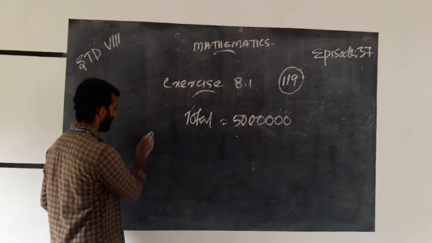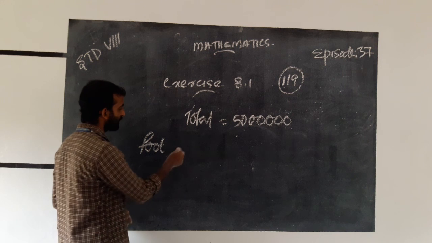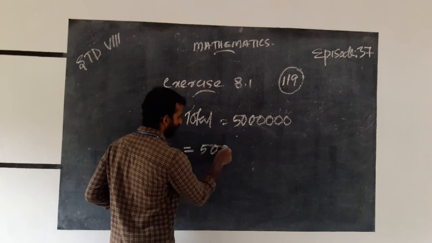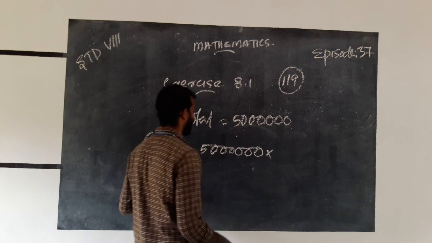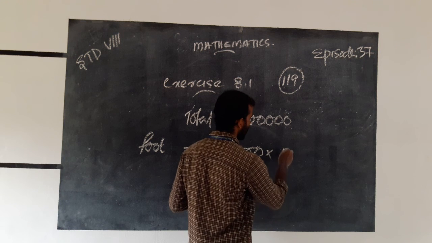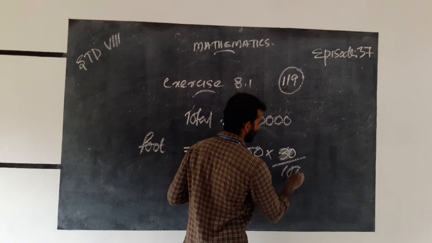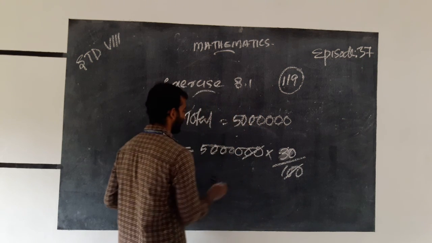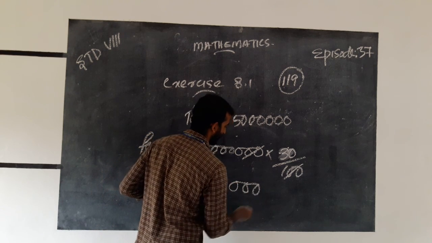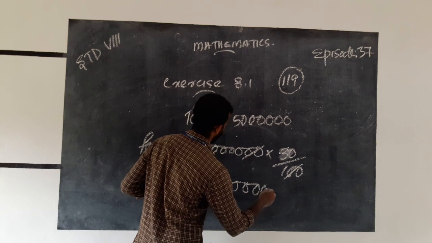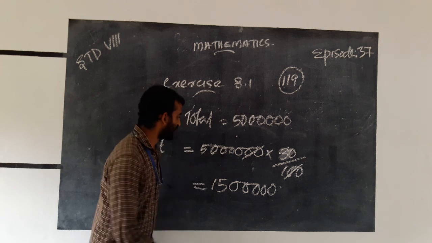Next we find football lovers. That is 50 lakh into the percentage, which is 30, that is 30 by 100. We get 15 lakhs.